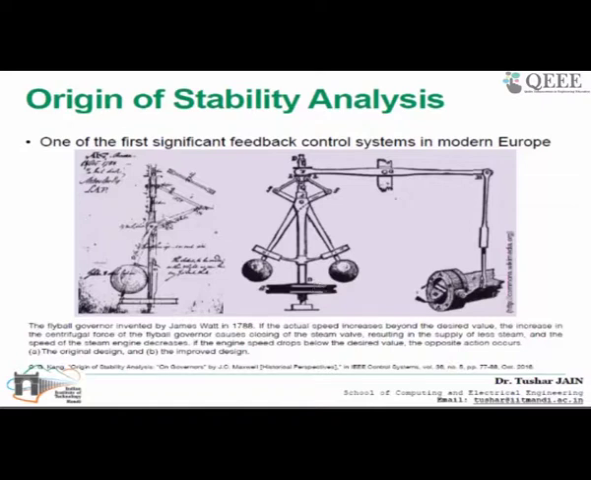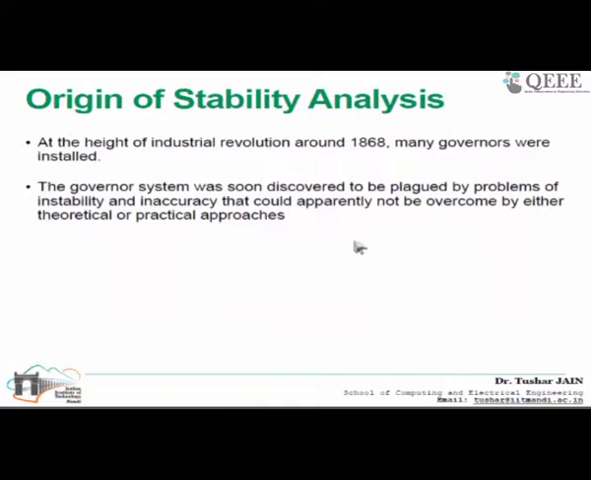So on the left hand side, like I said, is the original design, which has only one fly ball, and on the right hand side there are two fly balls, which is a much more improved version. So how does this governor help us, or why is stability analysis required for this governor? Like I said, this is one of the very first feedback control loops in modern Europe.